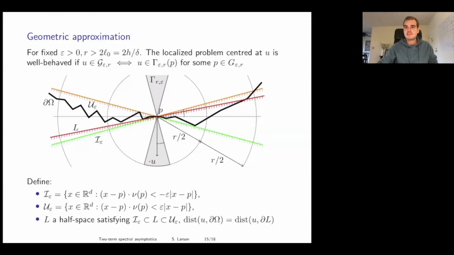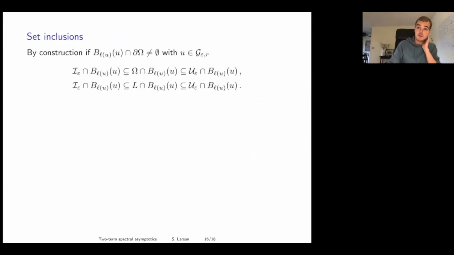Okay, so how does this lead us to an approximation for our local trace? We want to replace omega with this half space. And why can we do that? Well, we note the following inclusions that are clear from the construction. Namely, if we have U as on the previous slide, and L is small enough, specifically less than R over 2, then your domain omega intersected with this localization ball is contained in the corresponding intersection with this U epsilon and contains similarly the intersection with I epsilon. And the same thing holds true if we replace omega by this half space.